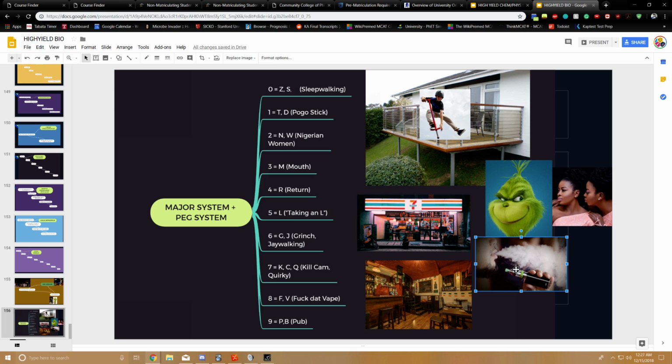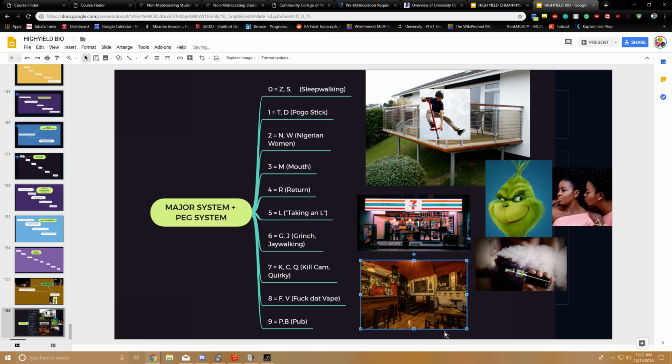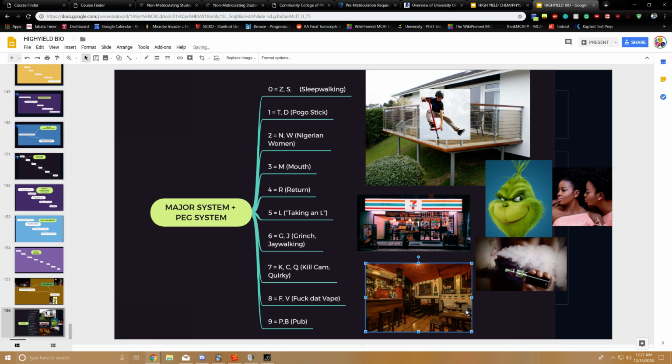I panicked. I'm frustrated and scared of the sniper and the person who's using the vape, because I've pretty much frustrated him. So I ran towards the pub, which is right in front of 7-Eleven. This is the last step, the ninth step, where pub has the letters P and B in it, so PB is associated with number 9. I can drink my sorrows away, or just have a good time there, escaping from both the person using the vape and the sniper.